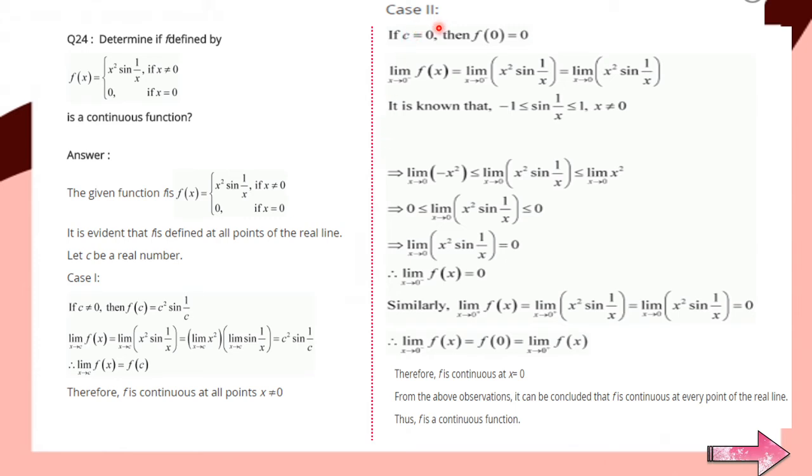Now let's talk about the second case, when x equal to 0, the value of the function is 0. If c equal to 0, then f(0) is 0.